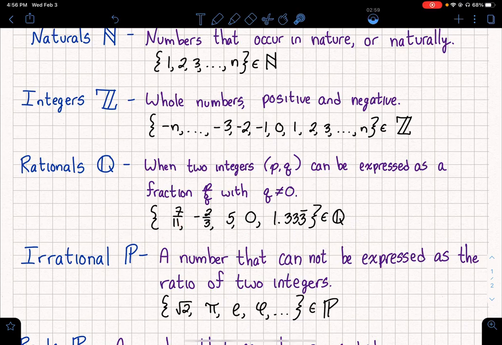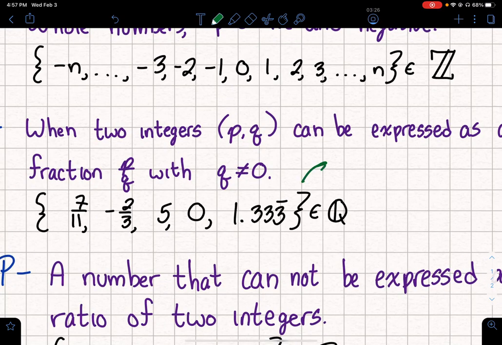7 over 11, two integers dividing each other. Negative 2/3, two integers dividing each other. 5, well, now this is not a fraction. This 5 can actually be expressed as a fraction. We can call it 5 over 1, which now is a fraction. 0, we can call this 0 over any number, so we can express this as a fraction. 1.33 repeated. Now, this doesn't look like a fraction, but we can express it as one. This number is nothing more than 1 plus 1/3, or 4/3, which now, voila, we have as a fraction.